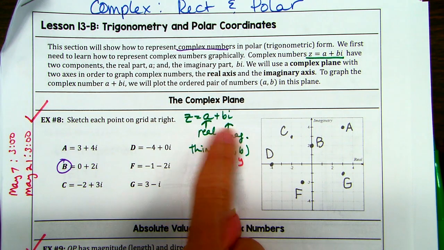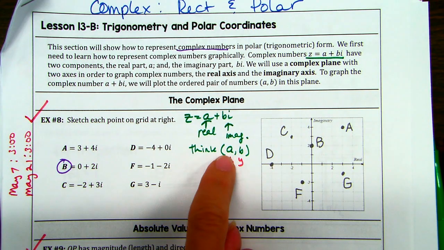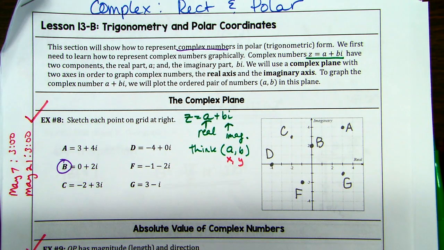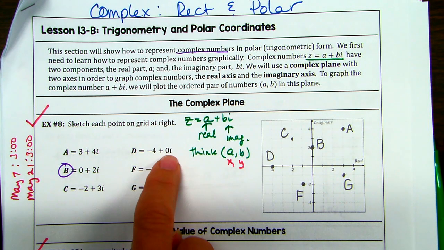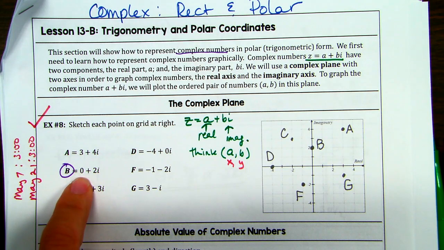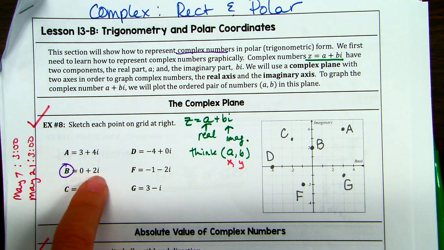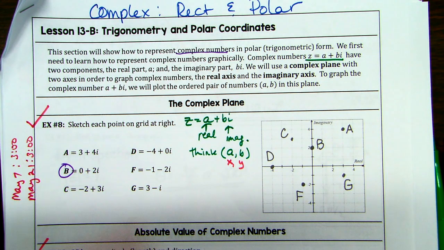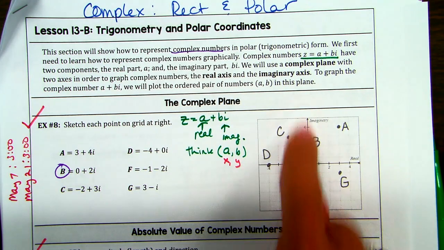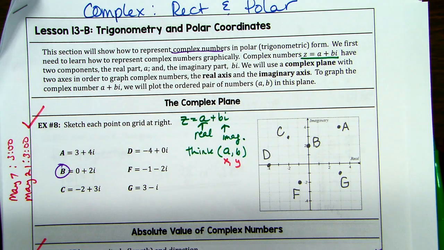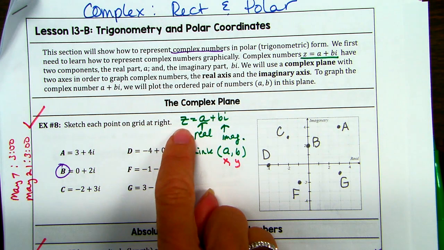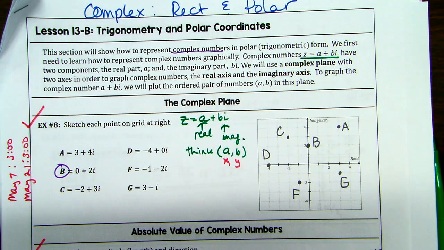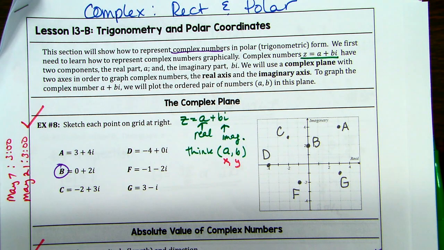Z equals a plus bi. We think of that a, b as x, y, and we're just plotting these points: to the right 3, up 4. Left 4, up or down 0. Left or right 0, up 2. Okay, so real axis, imaginary axis, and putting real and imaginary together is called a complex number, and that's called z. So z equals a plus bi. Okay?